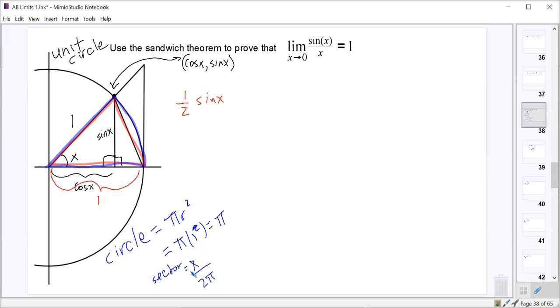So if we take the fraction that we have and multiply it by the area of the full circle, that ought to give us the area of the sector, which looks like it should be what? Just one half x if we cancel out those pi's.